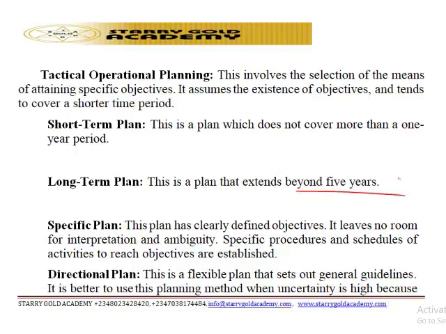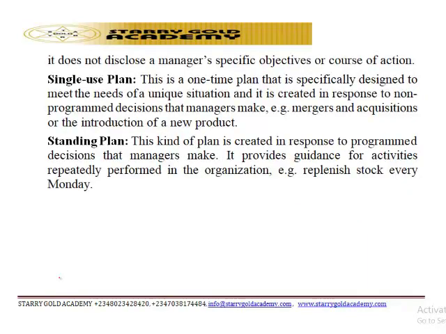And when we are talking of specificity, we have specific plan and directional plan. Specific plan has clearly defined objectives. It leaves no room for interpretation and ambiguity. Specific procedures and schedules of activities to reach objectives are actually established. A directional plan on its own is a kind of flexible plan that sets out general guidelines. It is better to use this planning method when uncertainty is high because it does not disclose a manager's specific objective or course of action.